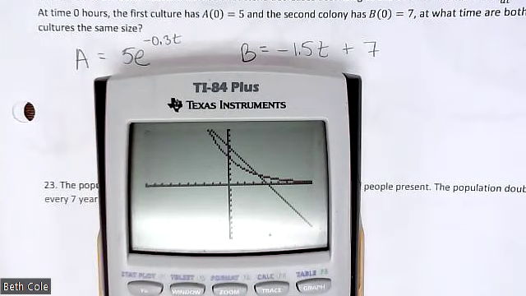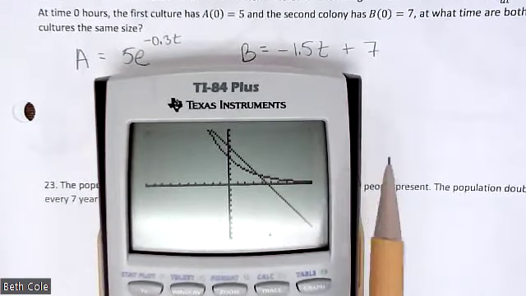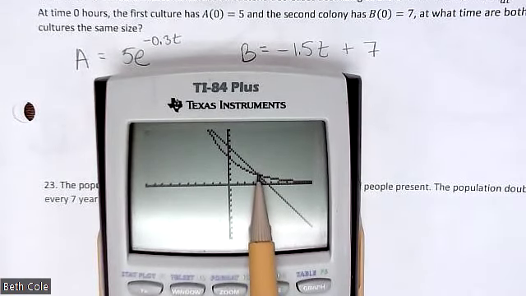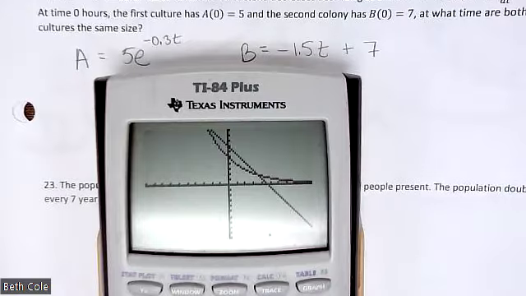I don't think we need to change the window. We can see that pretty good. Do you see how one of them's a swoop and one of them's a line? That should make sense because one was exponential and one was linear. So we want this intersection right there. How would I get the calculator to tell me that?